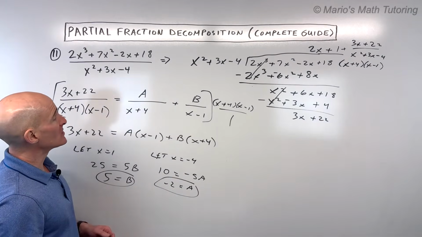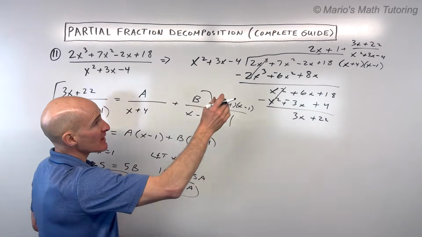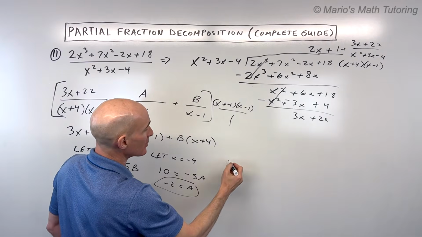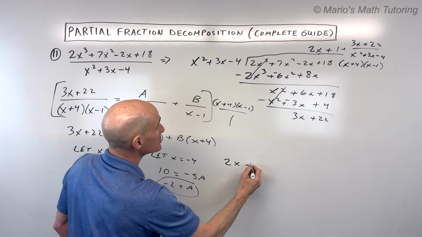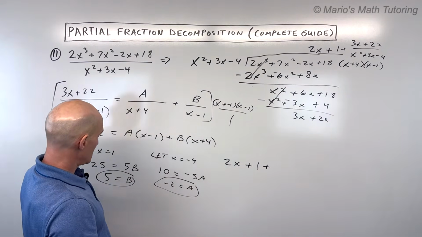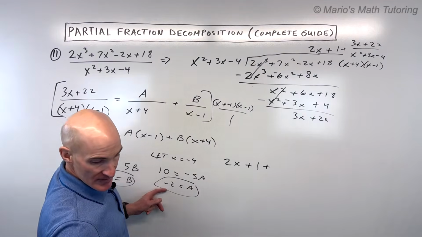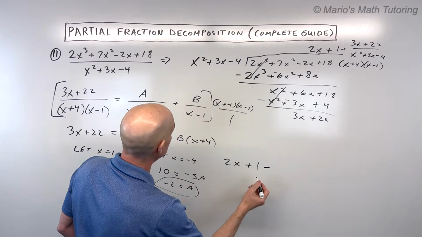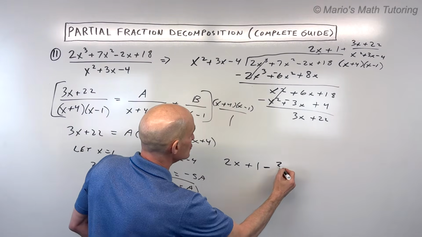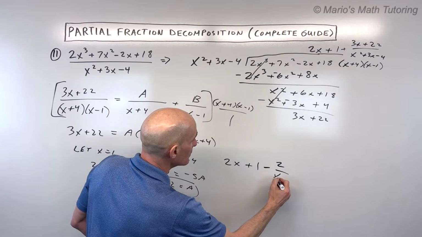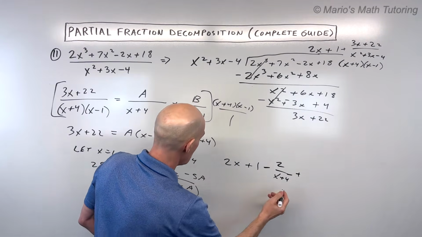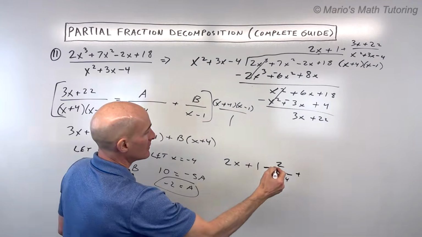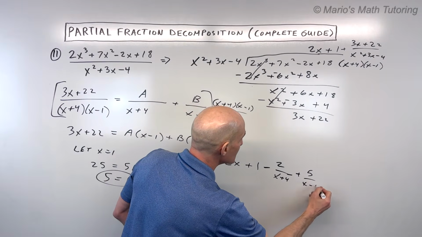Now all we have to do is put this back together. But again, sometimes students forget this portion right here. This is part of our partial fraction decomposition. So this is going to come out to A. Now in this case, see, A is negative, so I'm just going to make this a minus. I'm going to say minus 2 over x plus 4, plus B was 5, so 5 over x minus 1.